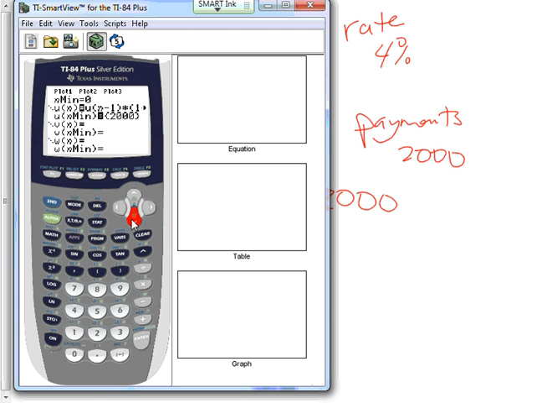Down here, I have 2,000. I should have 20,000. That's the original amount, the starting amount. After 5 years would be, quitting out of this, u sub 5 years. 5. You still owe $13,500.